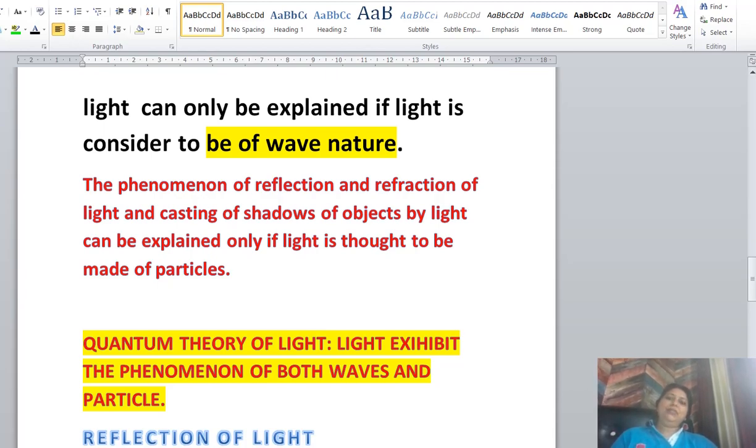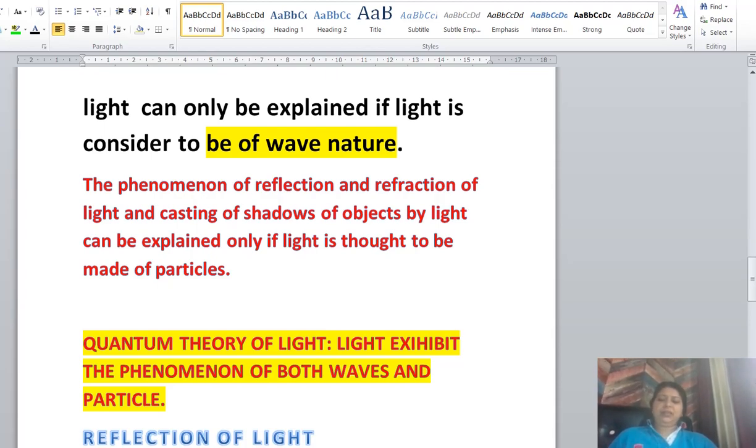You only have to learn that when we are in an MCQ question, you can explain it: how you can say that light has a particle nature, and how you can say that light has a wave nature. When we say wave nature, it means you can explain interference and diffraction, and when it is particle nature, then you can explain reflection and refraction of light. The quantum theory of light explains that light has both natures.